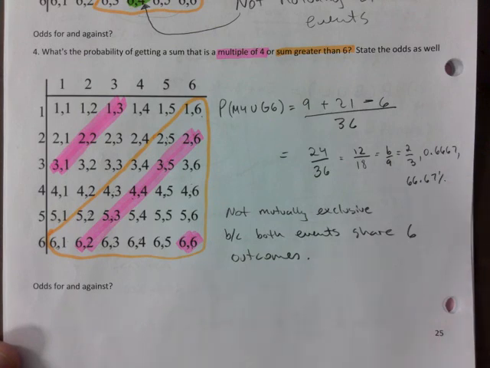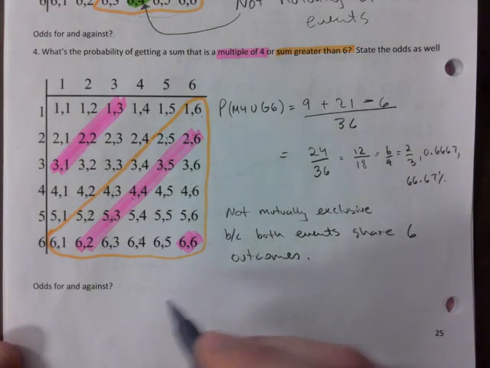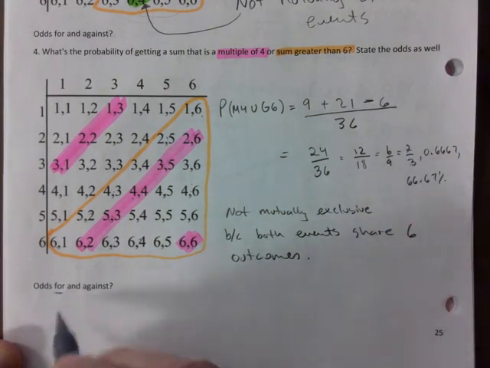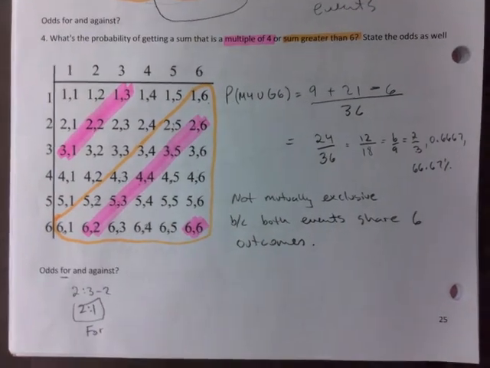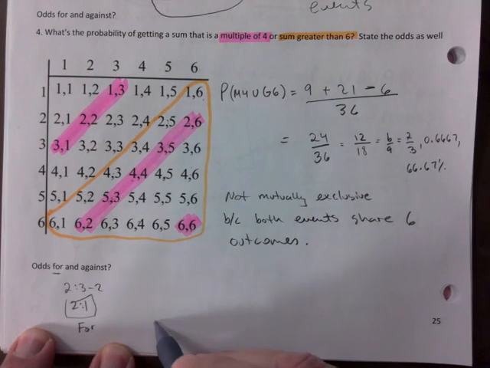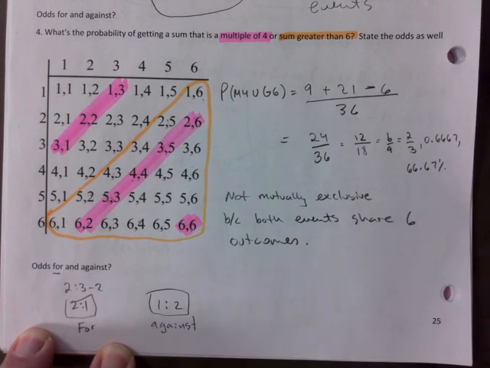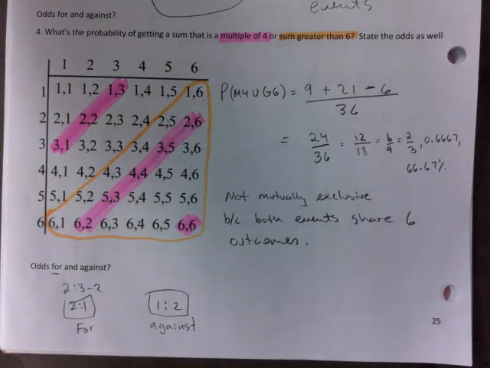Okay. Phew. Because I didn't have a key, so I had to do odds for and odds against. Regardless of which fraction you use, let's do that first. That'd be 2, and then 3 minus 2, that'd be 2 to 1. This would be 4. Oops, can barely see that. 4 would be that. Against, you just flip it, right? So getting a multiple of 4 or greater than 6 would be 2 to 1, and then 1 to 2 would be the odds against.